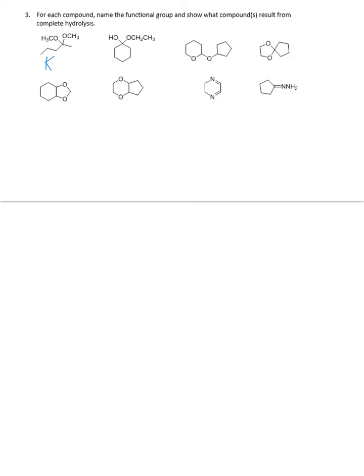Okay, this is a ketal. And that would be 1, 2, 3, 4, 5. 1, 2, 3, 4, 5. So there's your ketone on 2. And you're going to have 2 alcohols, 2 methanol.